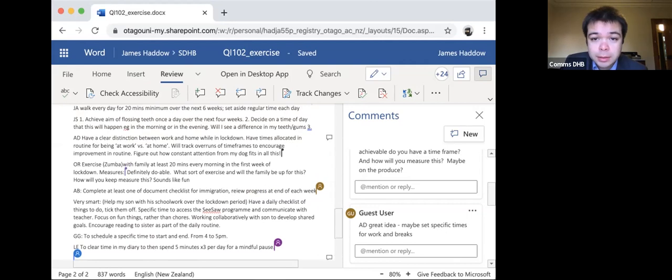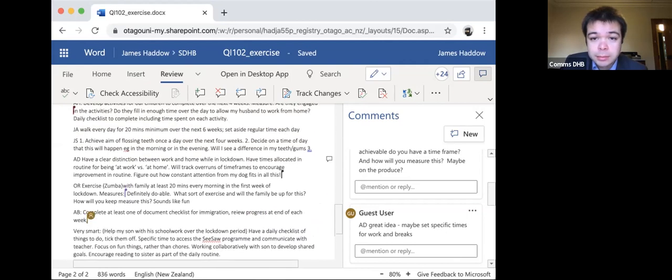Let's see. AD says: to have a clear distinction between work and home while in lockdown. So that's really important, absolutely. Have times allocated in routine for being at work versus at home. We'll track overruns of timeframes to encourage improvement in routine. Figure out how constant attention from my dog fits in all of this. Well, that's interesting because my dog has also just pushed his way into this room right now. He's sitting on the sofa.